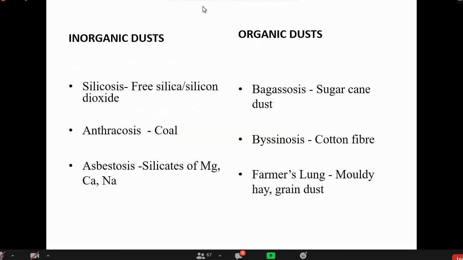The different kinds of dust that can cause pneumoconiosis are inorganic dust and organic dust. In inorganic dust, we have free silica, which causes silicosis. Coal causes anthracosis. The silicates of magnesium, calcium, or sodium can cause asbestosis. Sugarcane dust, which is an organic dust, causes bagassosis. Cotton fiber causes byssinosis, and farmer's lung is caused by moldy hay dust.